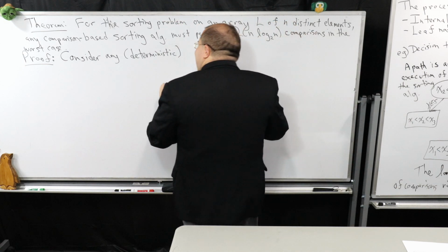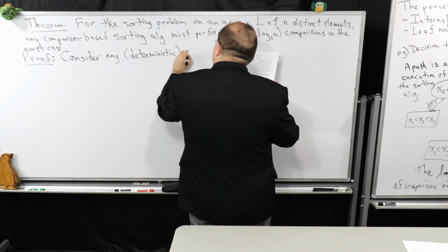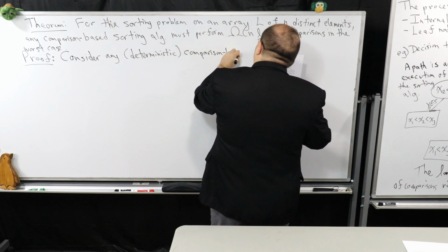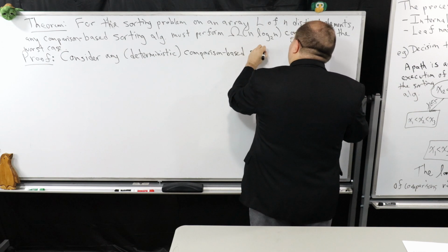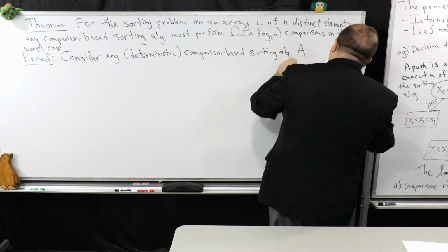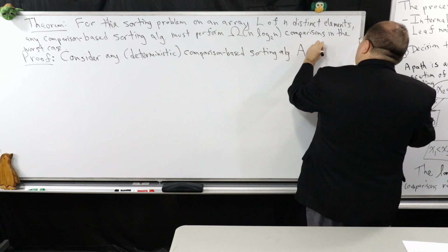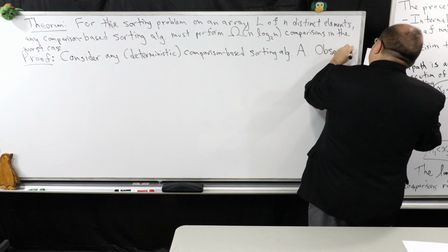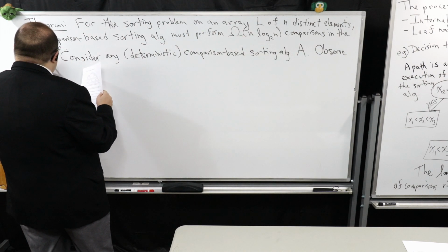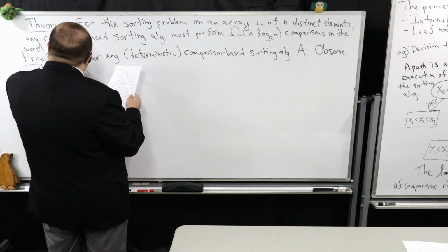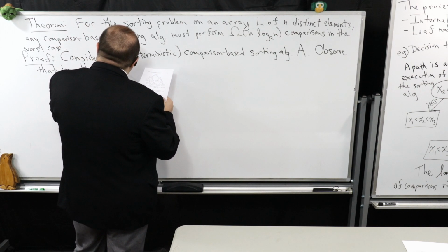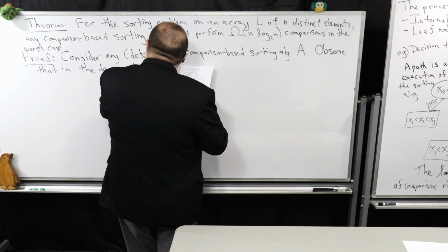And consider any deterministic comparison-based sorting algorithm A. I'm going to call it A. Observe that in the decision tree for A.